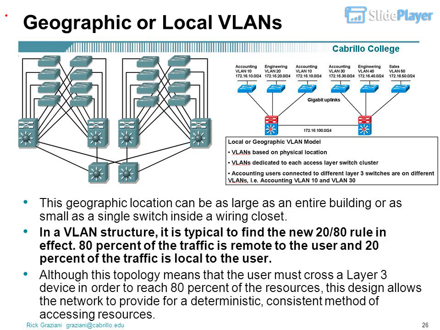Geographic or local VLANs. This geographic location can be as large as an entire building or as small as a single switch inside a wiring closet. In a VLAN structure, it is typical to find the new 20/80 rule in effect. 80% of the traffic is remote to the user and 20% of the traffic is local to the user. Although this topology means that the user must cross a layer 3 device in order to reach 80% of the resources, this design allows the network to provide for a deterministic, consistent method of accessing resources.